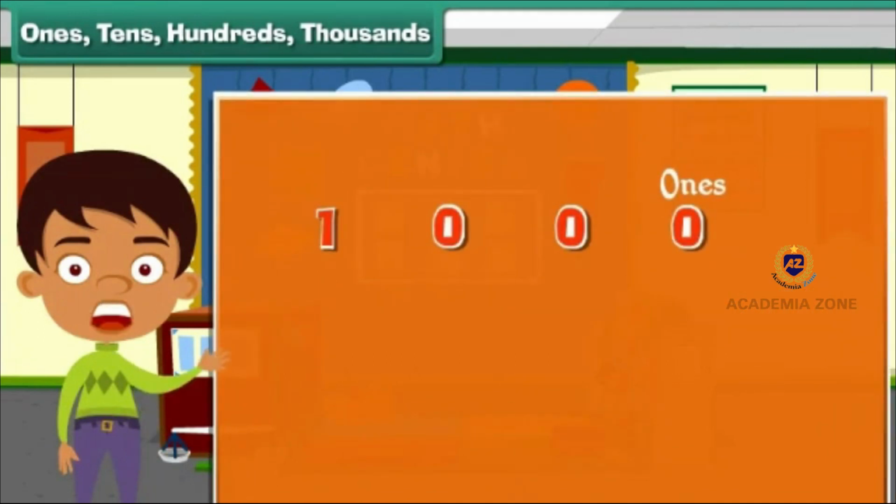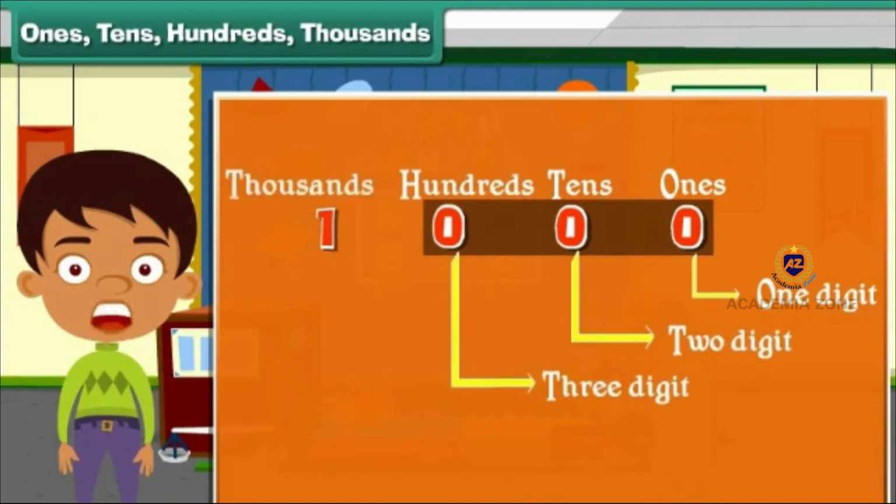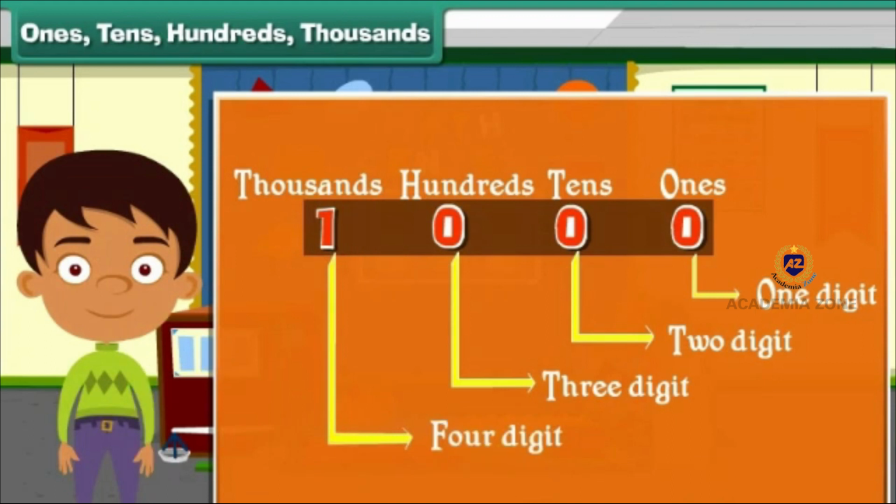Observe that in ones we have only one digit, in tens we have two digits, in hundreds we have three digits, and in thousands we have four digits.